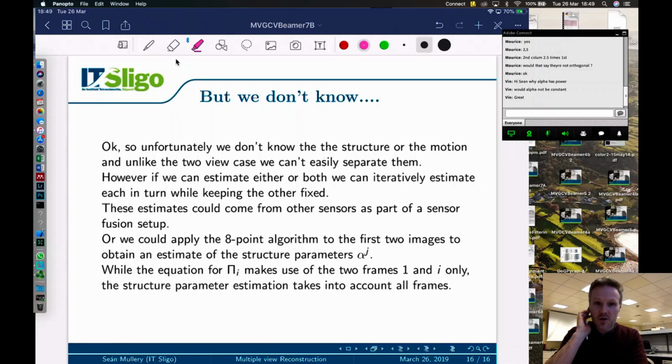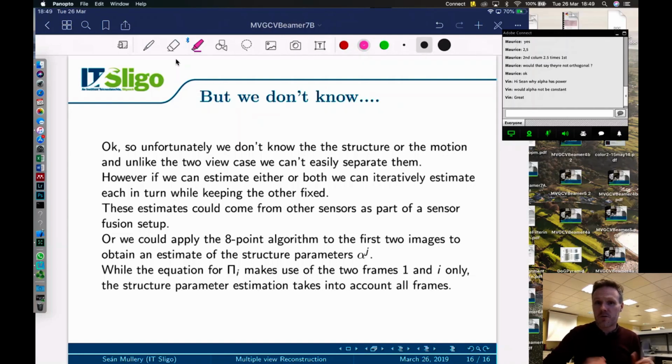So these estimates could come from other sensors, for example. If you've got sensor fusion and you've got inertial sensors, or if you've got LiDAR or something like that, you've got some other piece of information, you can use that to help you with your estimates to get you started to go iteratively through these.